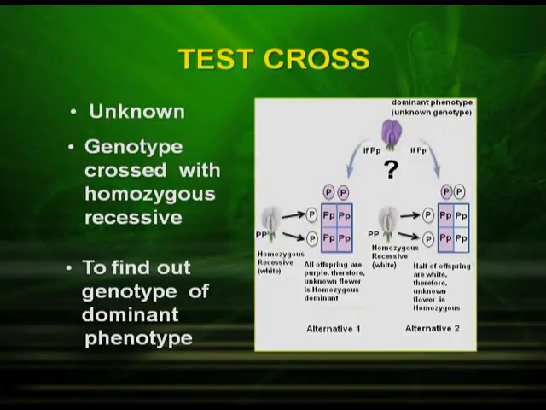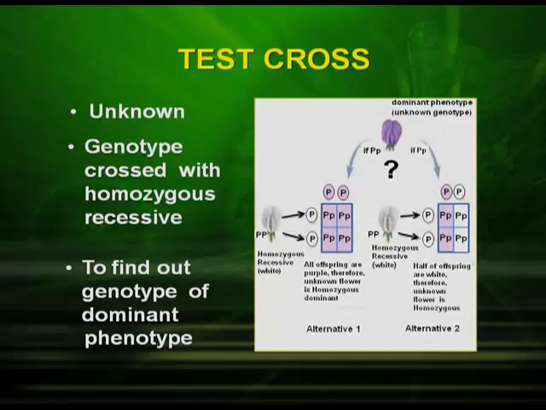We have studied about the homozygous and heterozygous conditions. But have you ever thought how to find out the genotype of a heterozygous condition? Because the heterozygous condition can be written as capital P, small p. So the technique is called a test cross. So basically a test cross is used to determine the unknown genotype of a dominant phenotype. So it is crossed with a homozygous recessive.